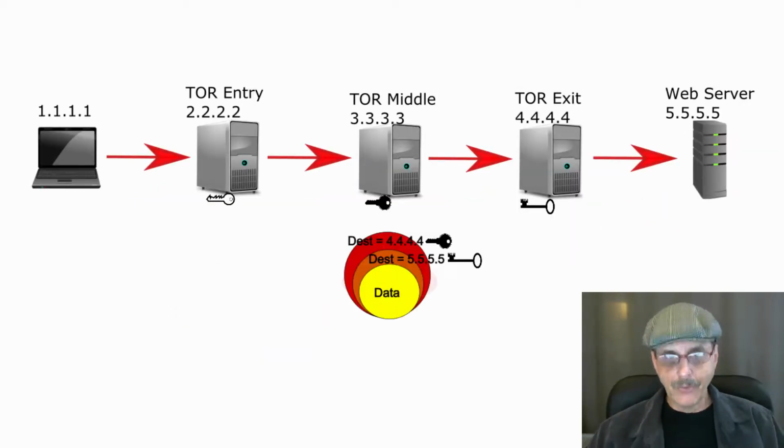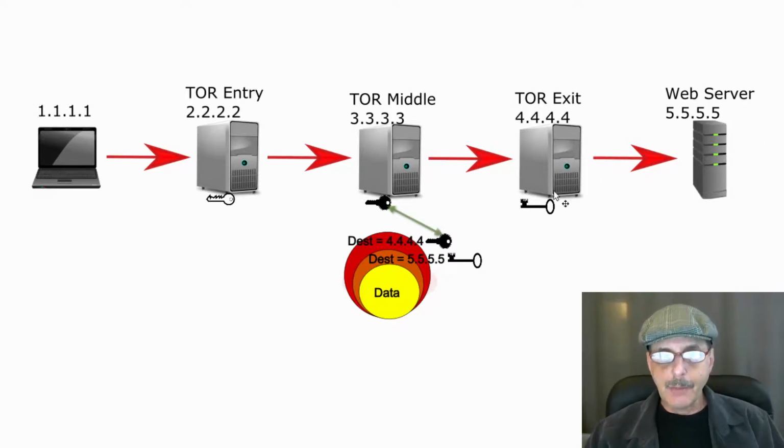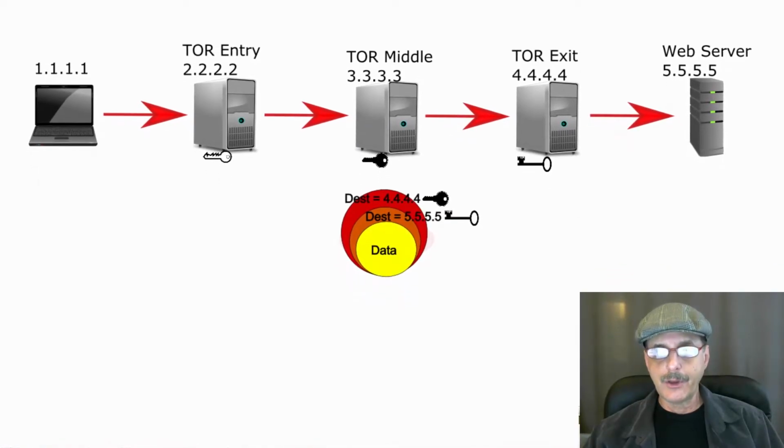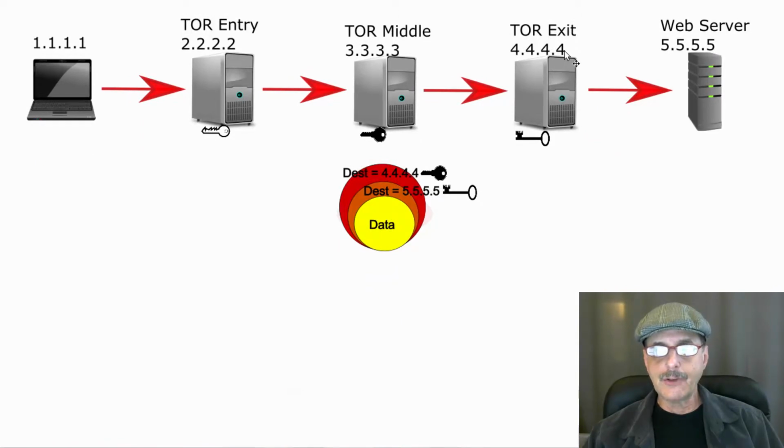Now here we see that the outer layer has been peeled off and it's sent over to the Tor middle node. If you notice that the keys match, so only the Tor middle node can decrypt the packet, because this is on the outside, no one can see inside except for this one, which the session key has been created for both. So the middle node can go ahead and decrypt this and see that it needs to send it over to the next node, or the exit node, which is Tor 4.4.4.4.